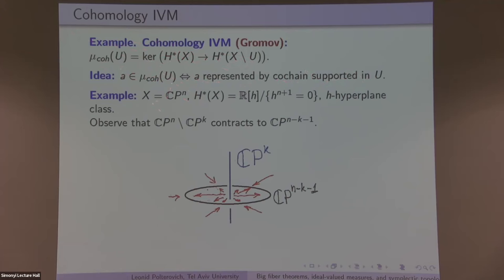So for example, if X is CP^n, H^*(X) is just polynomials modulo the relation H to the power n plus 1 equals 0, where H is the hyperplane class. And observe that CP^n minus CP^k contracts to CP^(n-k-1). From this we conclude that mu cohomological of CP^k is the kernel of the map from H^*(CP^n) to H^*(CP^(n-k-1)), which is exactly H to the power n minus k times the cohomology of CP^n. So this is a kind of major formula, which will be discussed from different angles.